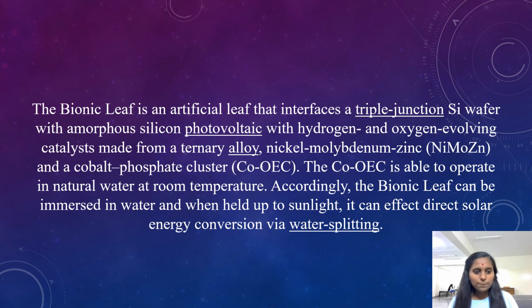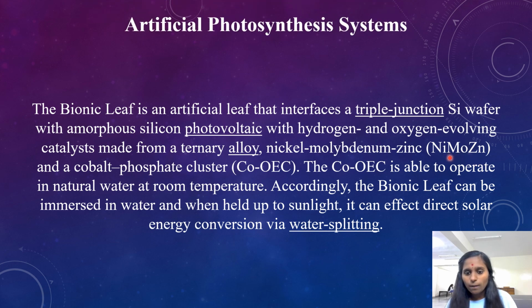Artificial photosynthesis system. The bionic leaf is an artificial leaf that interfaces a triple junction buffer with amorphous silicon photovoltaic with a hydrogen and oxygen evolving catalyst made from the ternary alloy nickel molybdenum zinc, which is represented by NiMoZn, and a cobalt phosphate cluster, which is OEC. The cobalt phosphate cluster is able to operate in natural water at room temperature. Accordingly, the bionic leaf can be immersed in water, and when held up to the sunlight, it can effect direct solar energy conversion via water splitting.